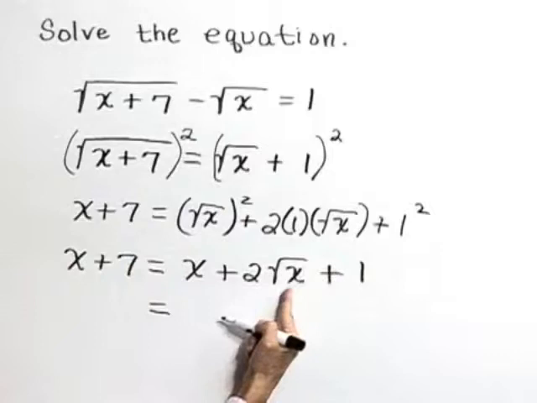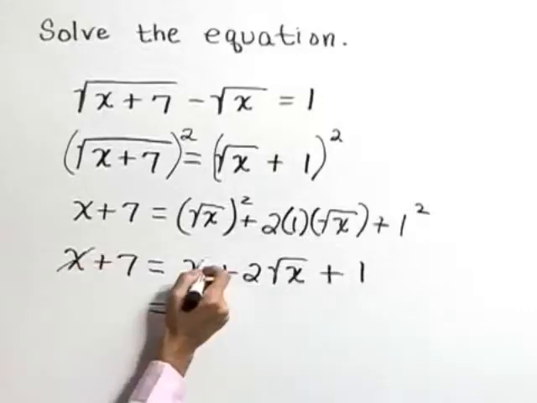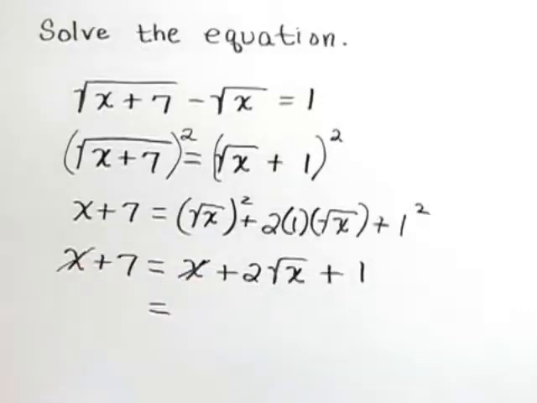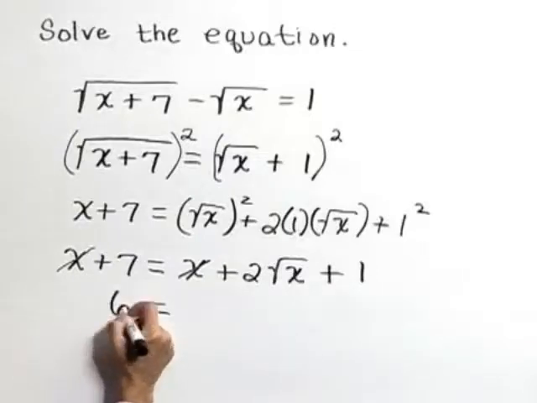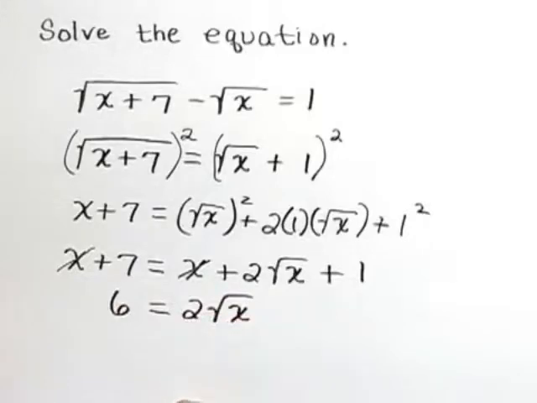Let's isolate it and then square both sides again. Subtracting x from both sides eliminates the x. If we subtract 1 from both sides, 7 minus that 1 is 6. So 6 is equal to 2 times the square root of x. Now I'm going to take one more step here and divide both sides by 2 to get 3 is equal to the square root of x.